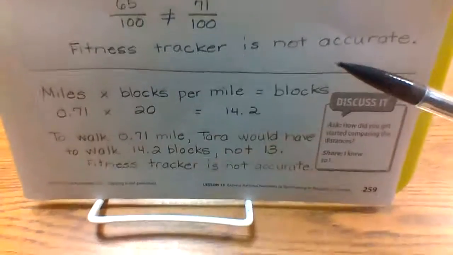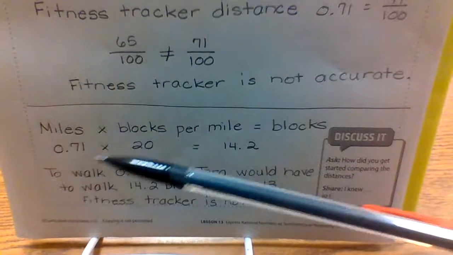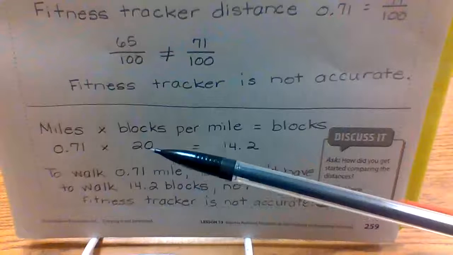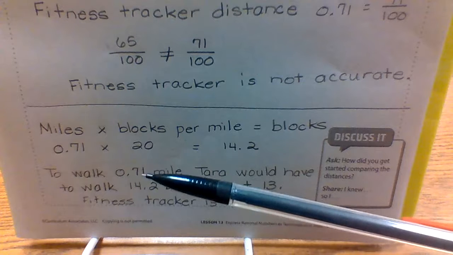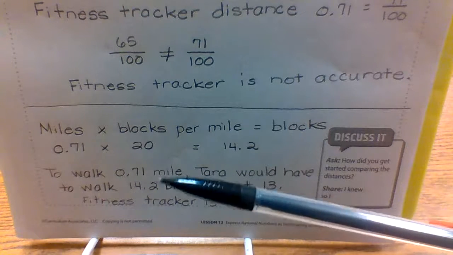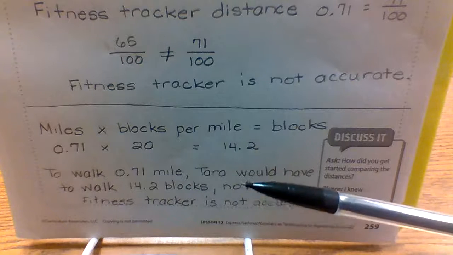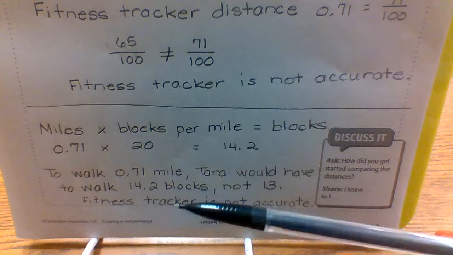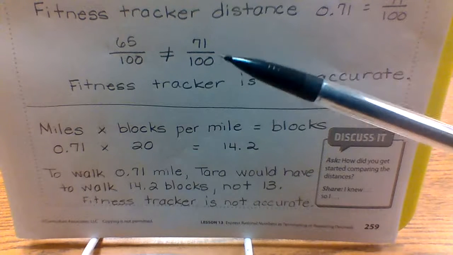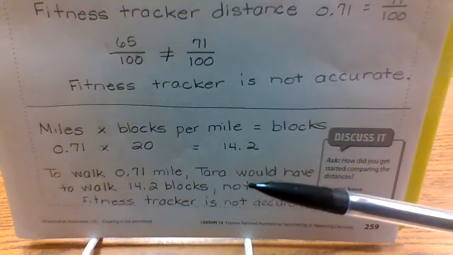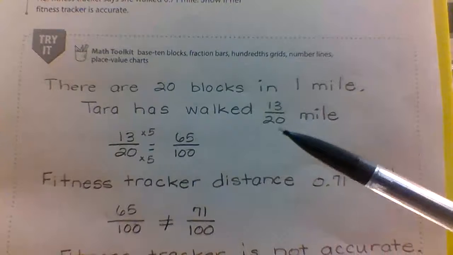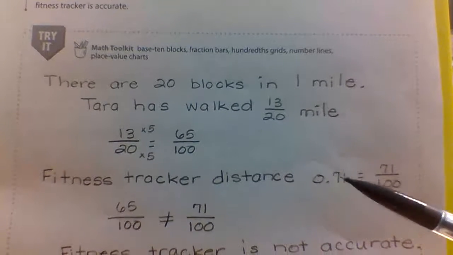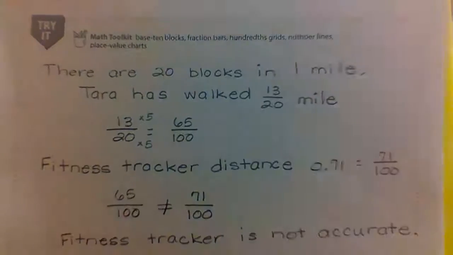Then, here's another way. The miles times the blocks. There's 20 blocks per mile, and then the blocks was 14 and 2/10. To walk 71 hundredths of a mile, Tara would have to walk 14 and 2/10 blocks, not 13. So the fitness tracker is not accurate. So there are different ways that you can solve the problem. Also, you can change your fraction here to a decimal, to compare it with this decimal.